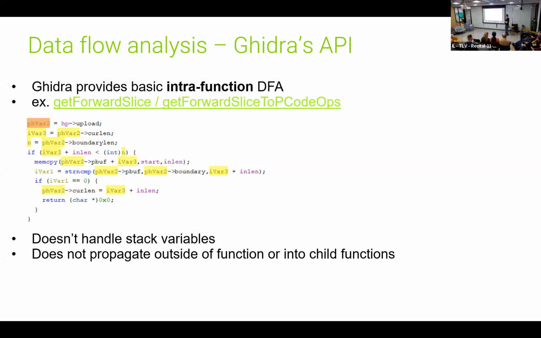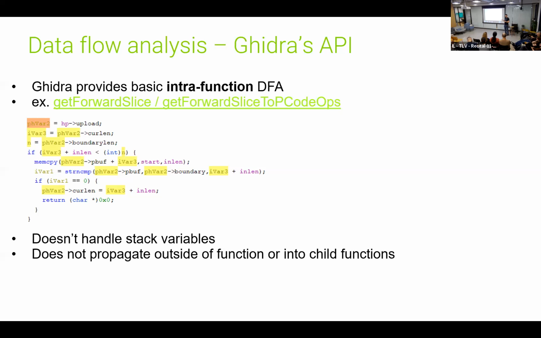The cool thing is that Ghidra does give you an API to get started, which is something that you can use. It's called getForwardSlice or getForwardSliceToPCodeOps. Basically, both in the UI and API, you can highlight a variable and say, okay, now find everybody that uses this variable. And like I showed here, it will highlight, okay, phvar2, it's dereferenced here. And then the output is being put in this variable. And then it says, okay, so this variable is also tainted from the initial one. And then it will keep looking at all the places that use this variable and so on and so forth.